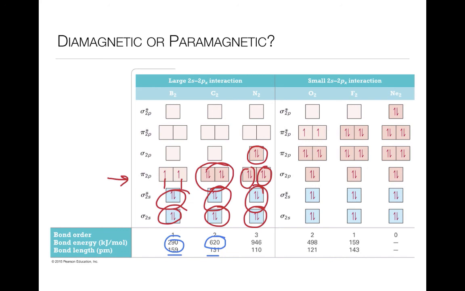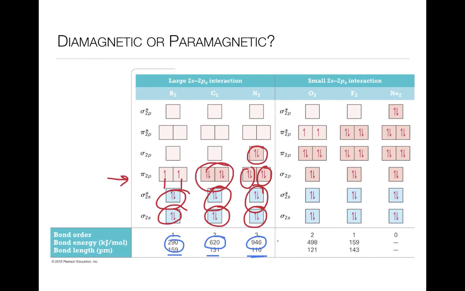Once again, I have an even shorter bond now that I've gone up another bond order, and my bond energy is even higher. Now we go over to oxygen, fluorine, and neon, and we can see that we're filling the sigma 2p now before the pi 2p bonding orbital, and I'm starting to put some electrons into the pi 2p star. We also want to look at whether something's paramagnetic or diamagnetic.